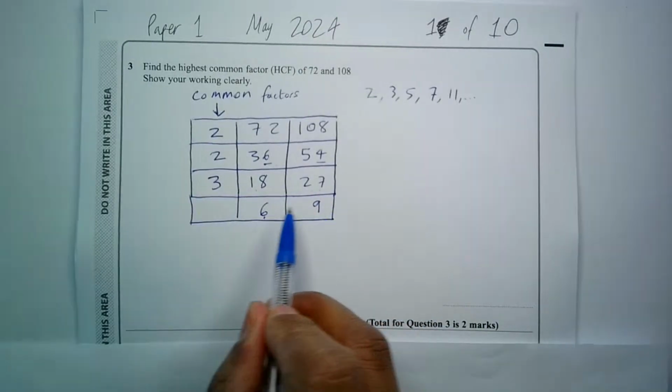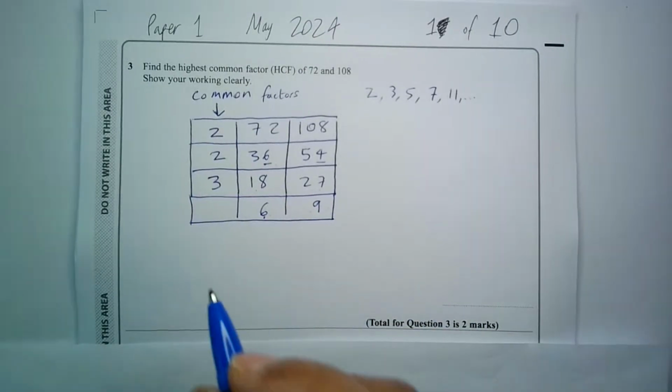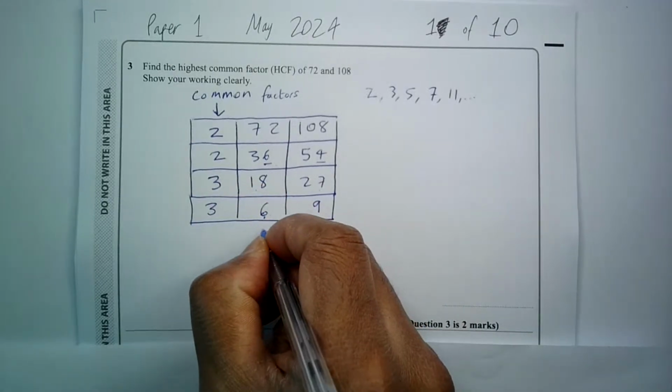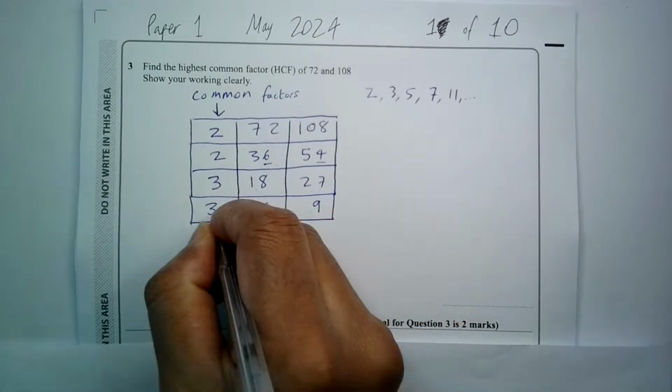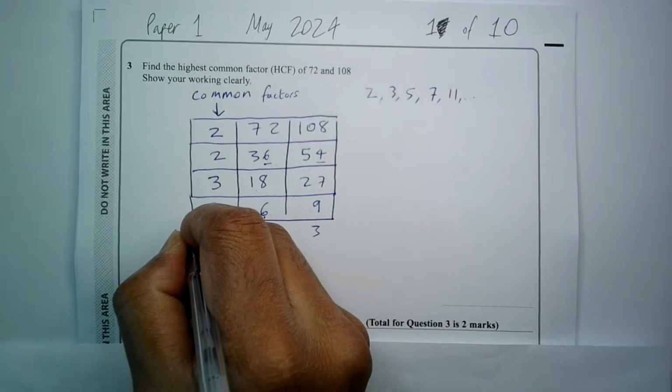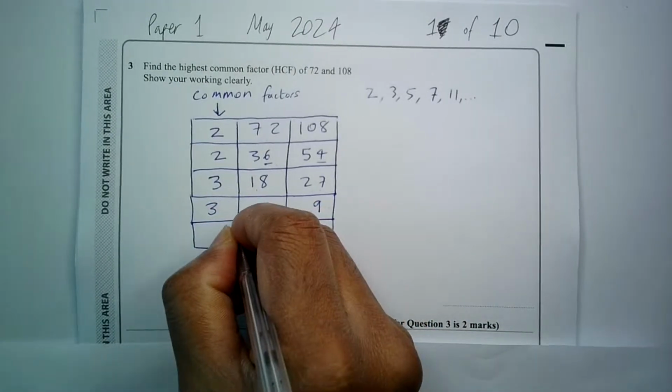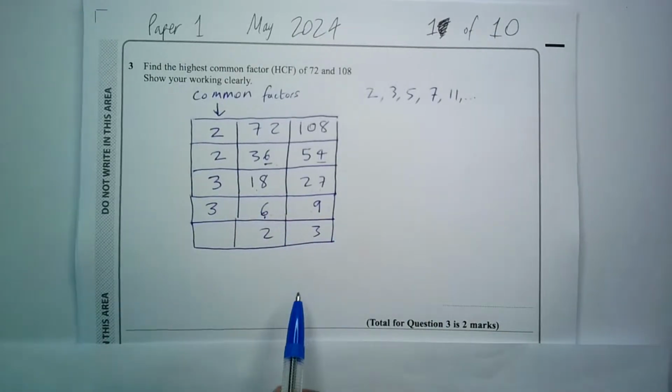And then I look at 6 and 9. Again, it's in the 3 times table. So I'm going to divide 6 by 3, which gives me 2. 9 divided by 3 gives me 3 as well. And that is it. 2 and 3 are prime numbers. I can see from here are my prime numbers.